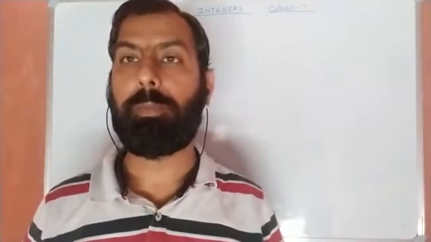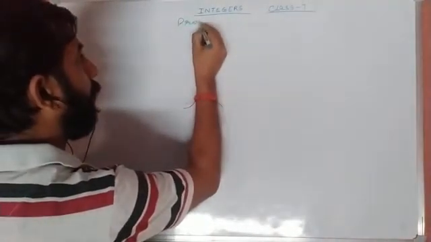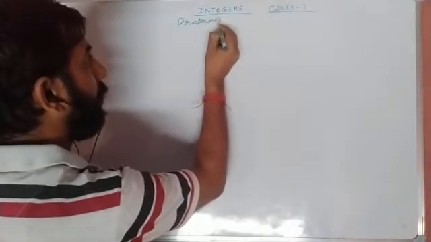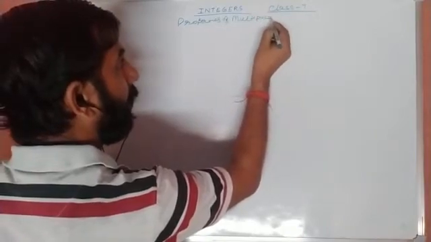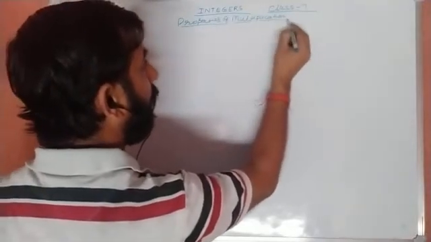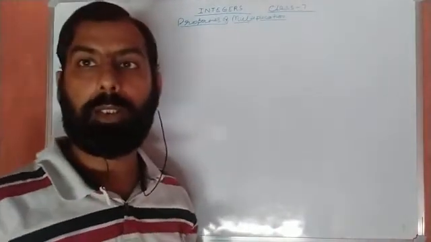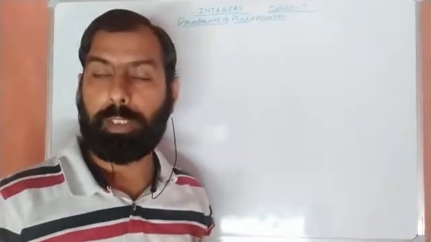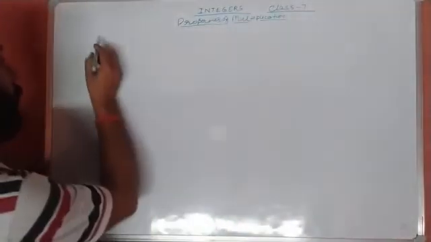Now in this video I am going to explain about the properties of multiplication of integers. In this multiplication, there are three properties: commutative, associative, and distributive property. So one by one I will explain.